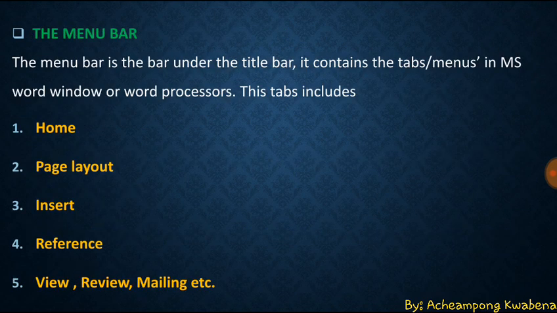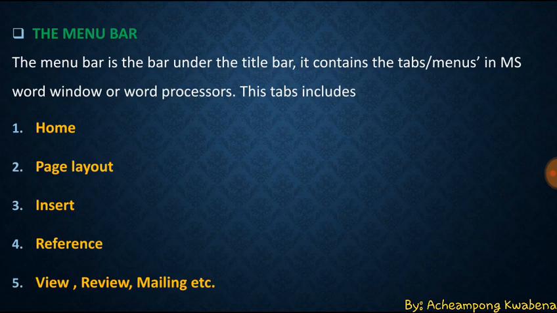Next one, we have the menu bar. The menu bar is the bar that's located under the title bar, and it contains most of the tabs that we see in word processors, something like home, page layout, insert, reference, view, review, mailing, and so on. So all these tabs can be located on the menu bar. Whenever you open a program or a word processor, the bar which contains these tabs is what we refer to as the menu bar.